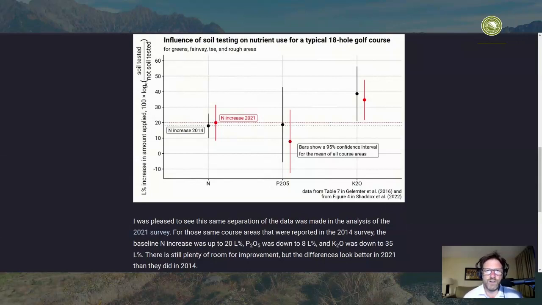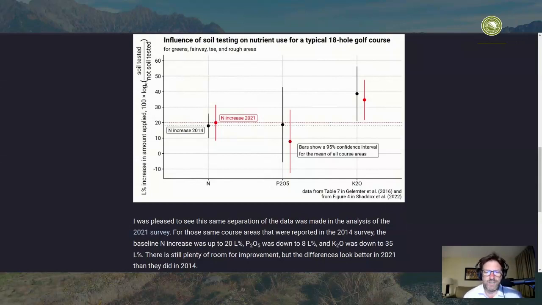When you look at all the golf courses that do soil test, on average, their nitrogen rate is about 20% higher. And that is averaged across greens, fairways, tees, and rough. So I used that nitrogen as the baseline, and then I looked at what happens with the phosphate. In the 2014 survey, they also were applying about 20% more phosphate. But in the most recent survey, the 2021 survey, that's down to about 9% on average.